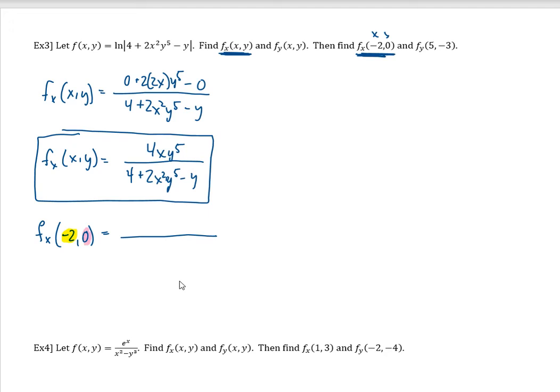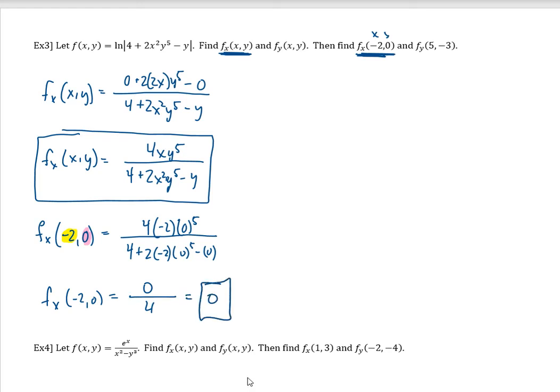So it looks like I would have 4 times the x, which is negative 2, times the y, which is 0, to the fifth, over 4 plus 2 times negative 2 times 0 to the fifth minus 0. And then it simplifies pretty nicely up top there. So our partial derivative with respect to x at negative 2 comma 0 is just 0 up top, over 4 down below, but that simplifies to be just 0.